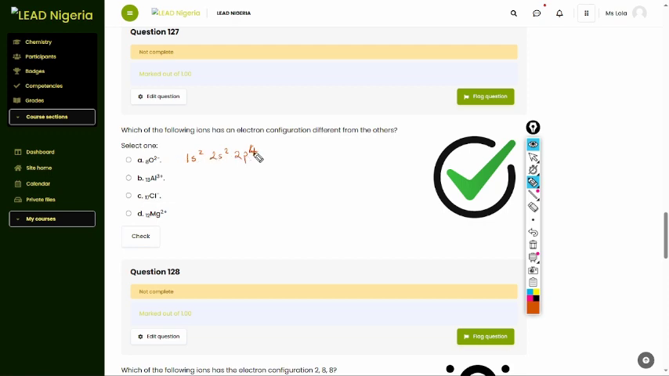Oxygen forms a minus 2 ion, which means oxygen gains 2 electrons. So the 2p4 goes from 4 to 6, and as an ion it forms 1s2, 2s2, and 2p6. Now aluminium is 13. So 1s2, 2s2, 2p6, then 3s2 and 3p1. For aluminium to form an ion, it loses 3 electrons. So this electron and this electron go. We're left with only 1s2, 2s2, and 2p6.